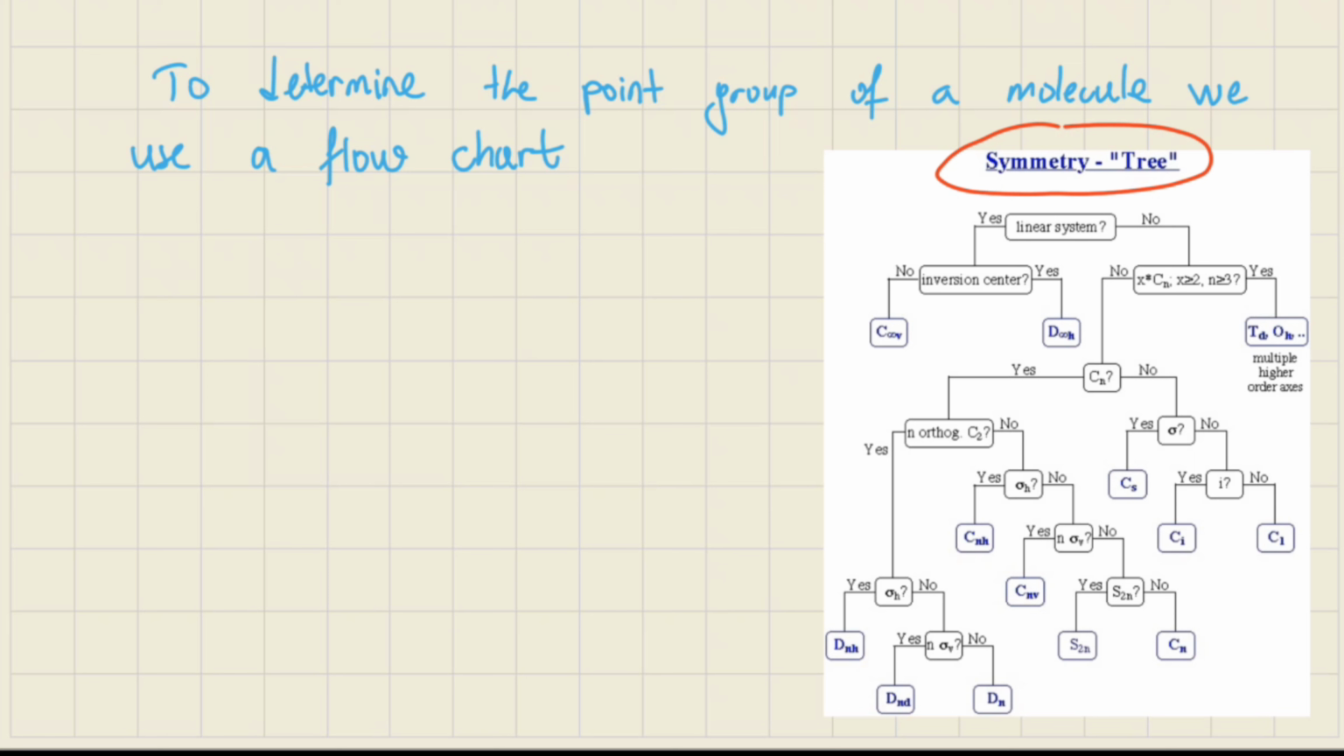And we can make an example. What is the point group of water? Firstly, we have to draw the molecular structure of water. We have one oxygen and two hydrogen atoms. Due to the lone pairs of electrons on the oxygen, we have a bent structure for the water molecule.